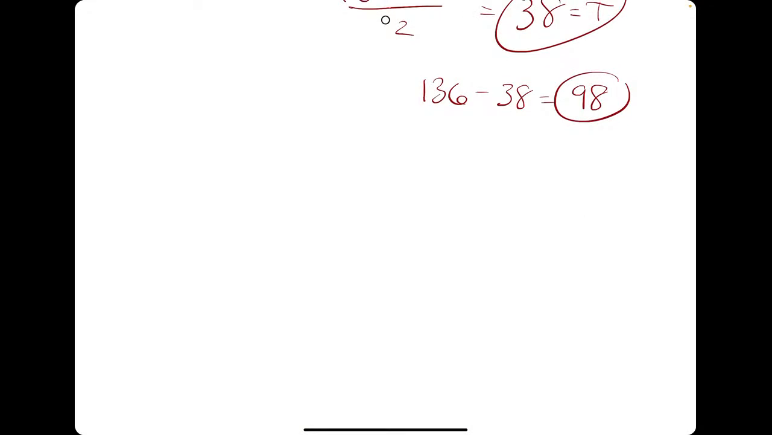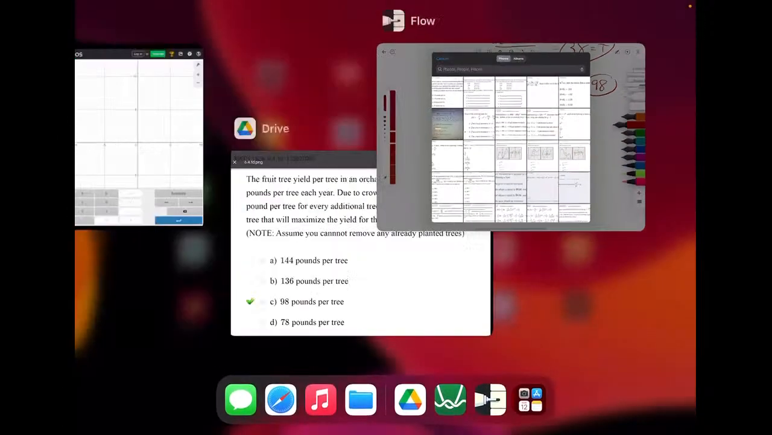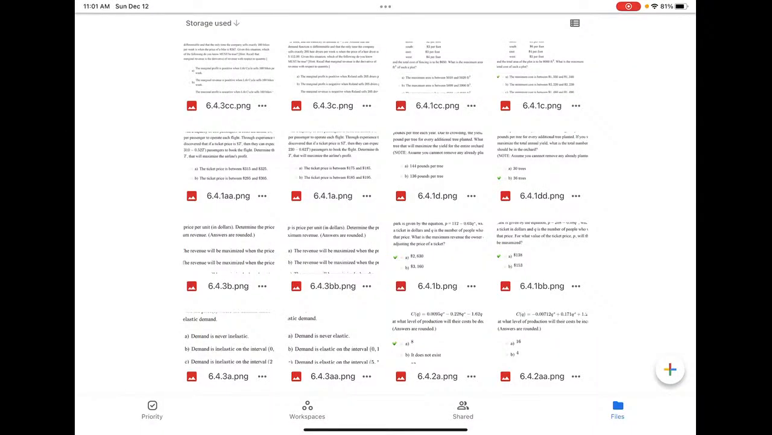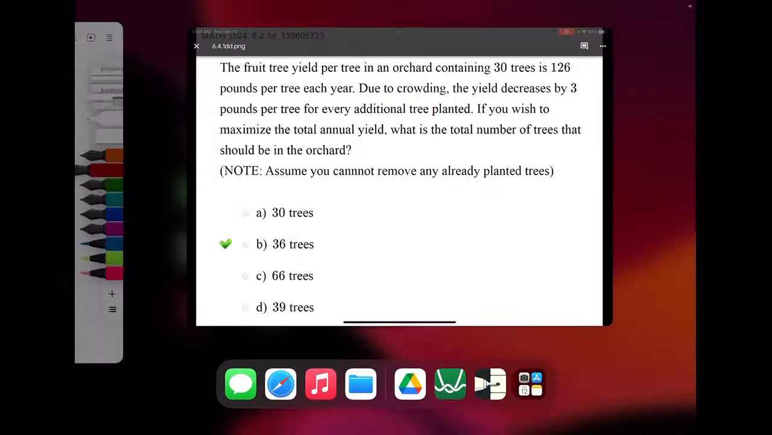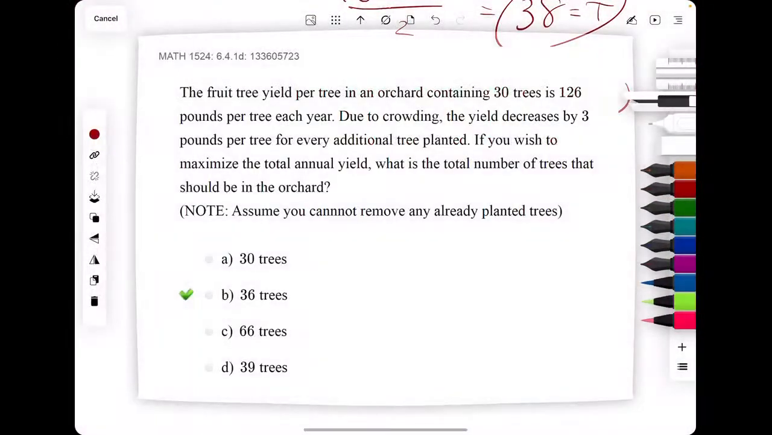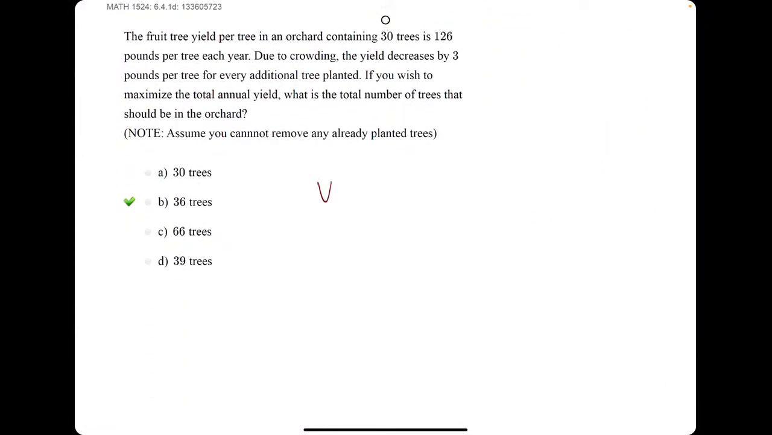If we have, I don't think I saved it. Here, let's see. If we have this version where they actually ask for trees, if we look in the answer choices, you'll see they say trees. It'll be the same exact setup. So I'll talk through the setup.